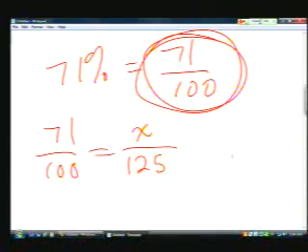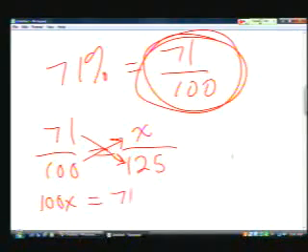Some of you probably remember this nice little technique called cross multiply. You can take 100 times X, and it's equal to 71 times 125. All right? Now, let me really tell you what cross multiply is.